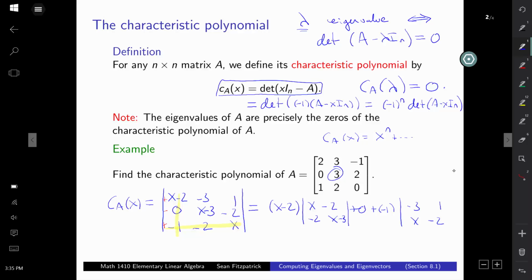x minus 3, x minus 3. Okay, there we go. So now we expand these 2 by 2 determinants. So we've got x minus 2 times, so what do we get here? x squared minus 3x minus 4, subtract. So what do we have here? Minus 3 times minus 2, that's 6.